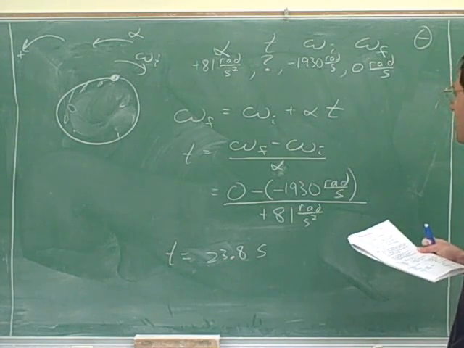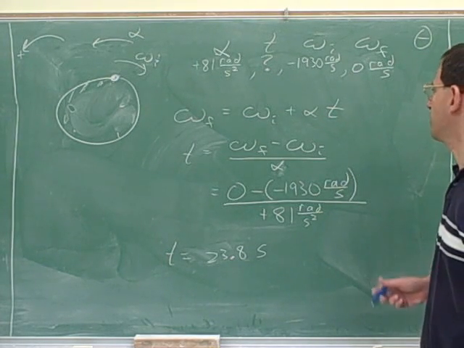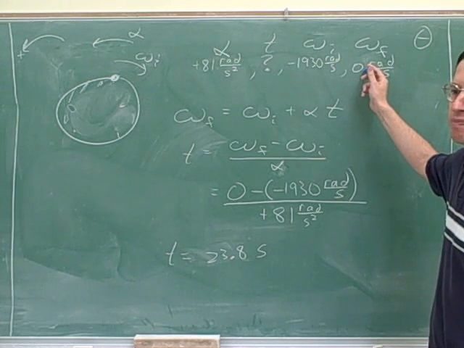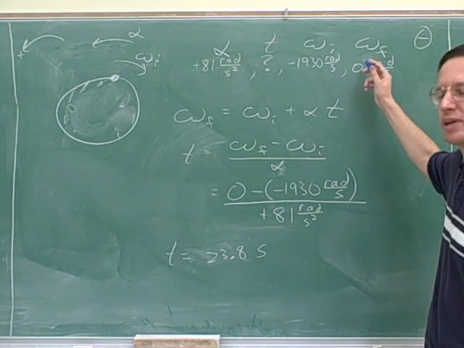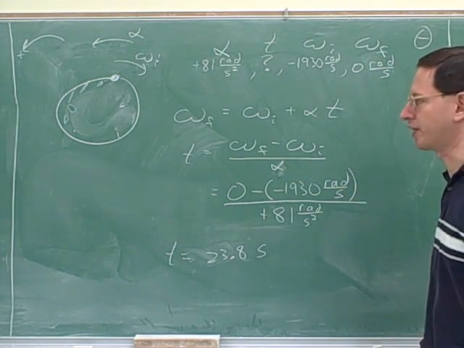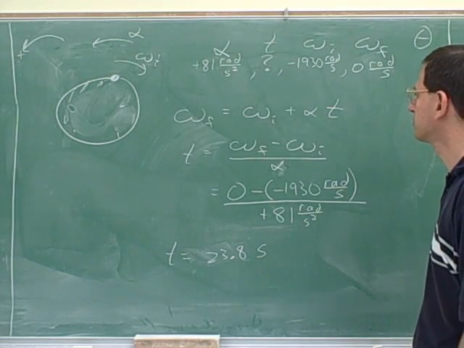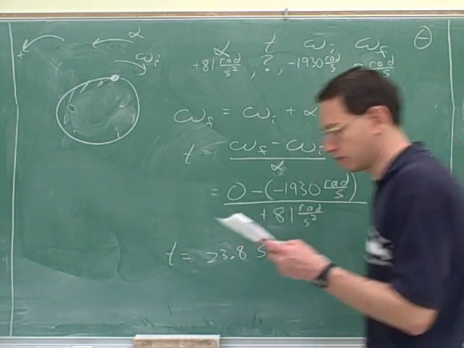There's our answer, 23.8. It's good that you saw the hidden information. They didn't actually use the number 0, but they implied that the final velocity was 0 because we're coming to rest. You probably saw that trick when you're working with translational kinematics. Good.